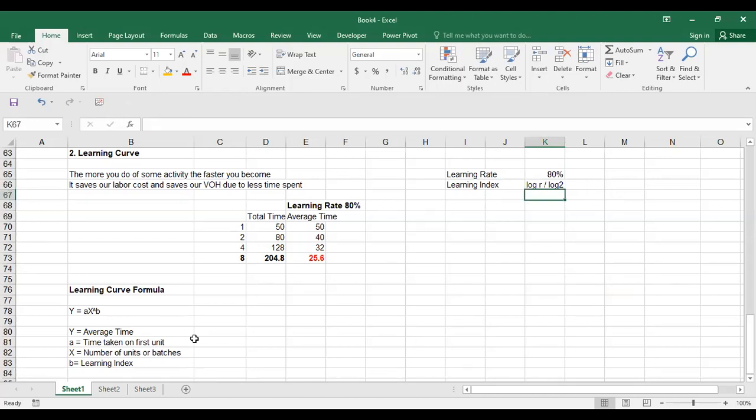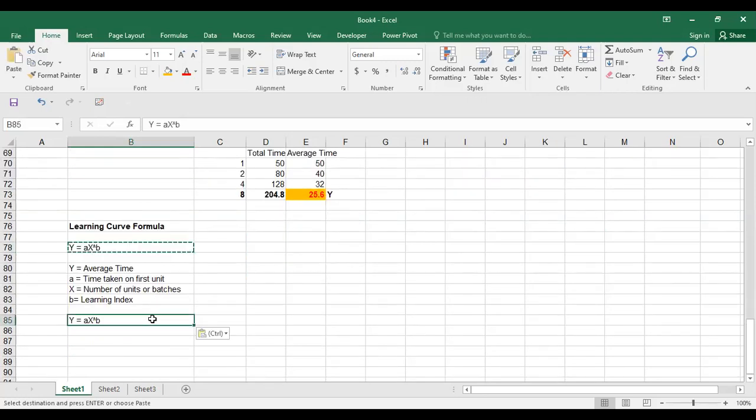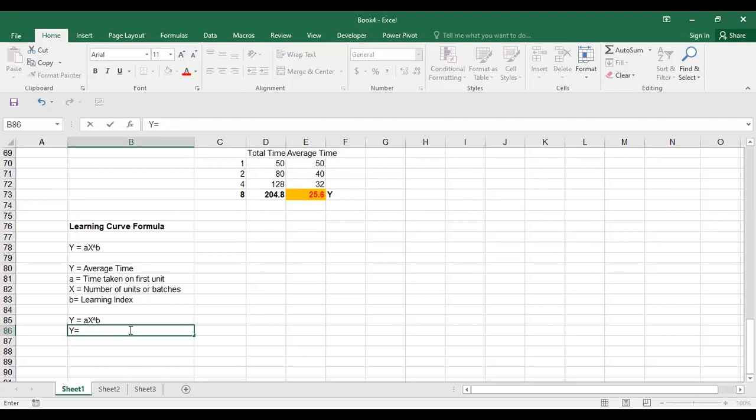So I need to find out actually y. This is y. Can I find out this number 25.6 with the help of this formula? If I start putting the values in this formula, can I get the numbers? So how would we do it? We'll say y is equal to A, the time taken on first unit. Time taken on first unit is 50, multiplied by X. X is the number of batches. In our case, it was 8.